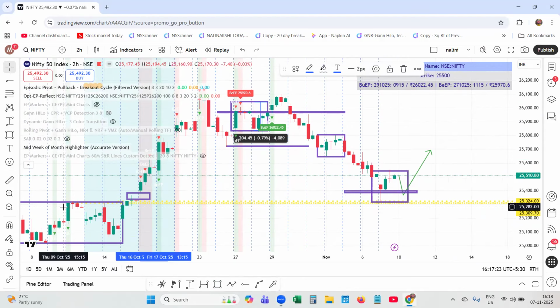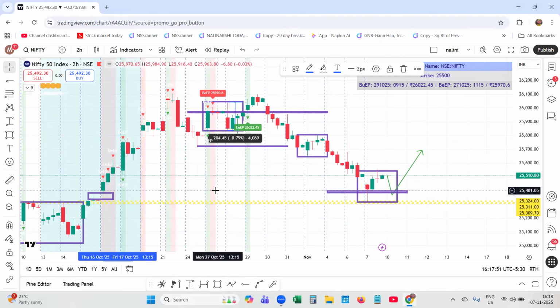So what I did was I kept a 25,400 call option. I didn't go for the 25,300 deep in the money, but I went for the 25,400 call option. I knew that it would become cheap. When it becomes cheap, I was closely observing the price action, what will happen. With the help of my rolling pivot, I was able to take the trade. I'm going to demonstrate to you first the price action of Nifty.